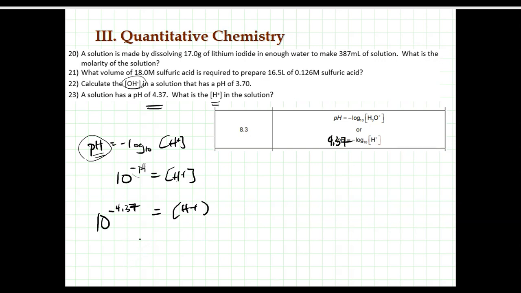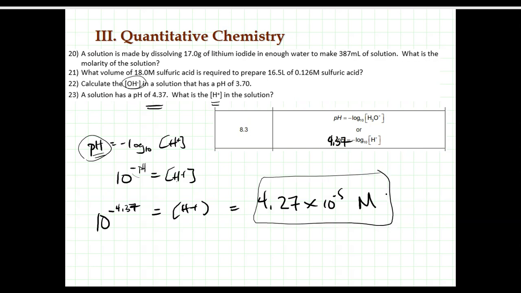Thank goodness we have calculators. I wouldn't even know how to do that without a calculator. So 10 to the negative 4.37 power is going to give us a value of 4.27 when we round, times 10 to the minus 5 power. Don't lose that scientific notation. Big M for molar. So this would be the concentration of the hydrogen ion in the acid with pH 4.37. Good, okay.